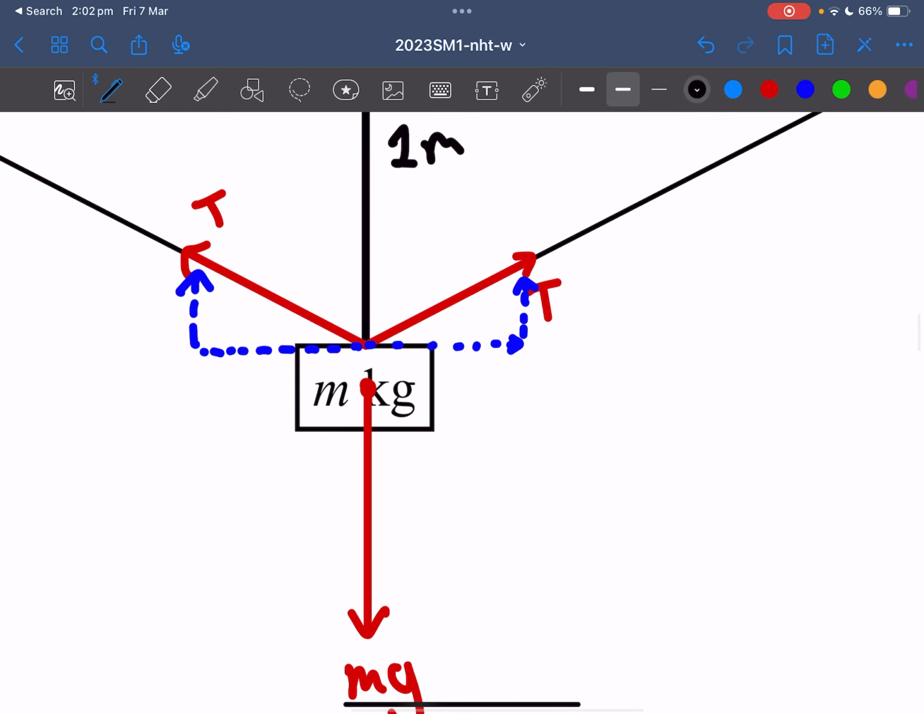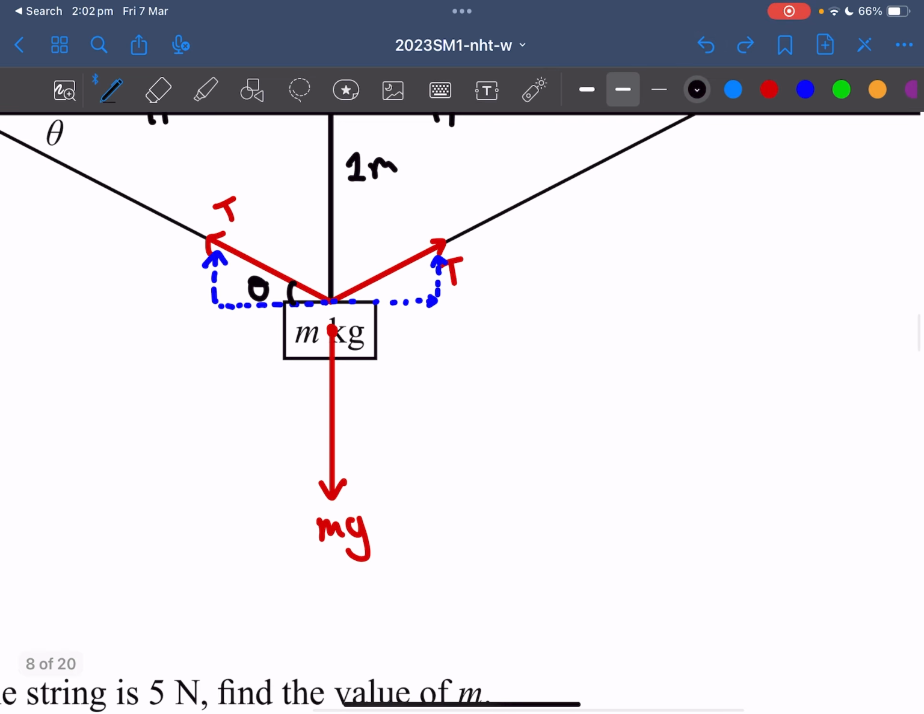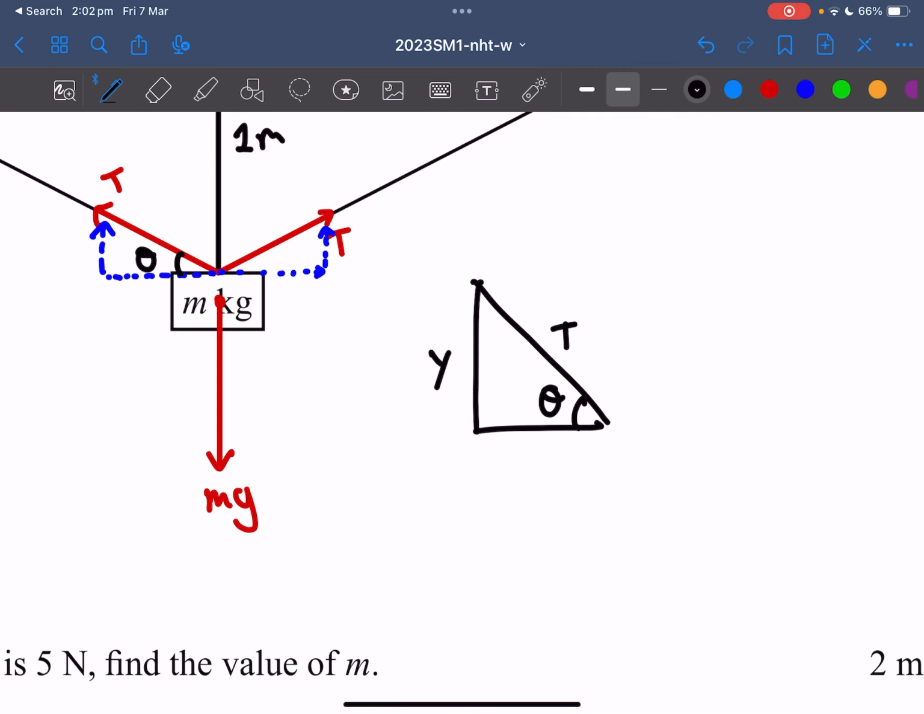And obviously this is going to be theta, because of the Z rule that you learned. Okay, so we currently have a triangle like this. This is our theta, this is our tension, and we are currently finding the y component. So we'll have sine of theta is equals to y on t, right?